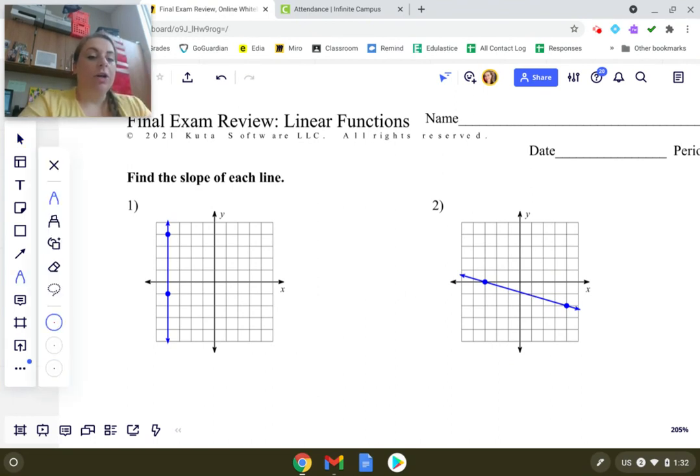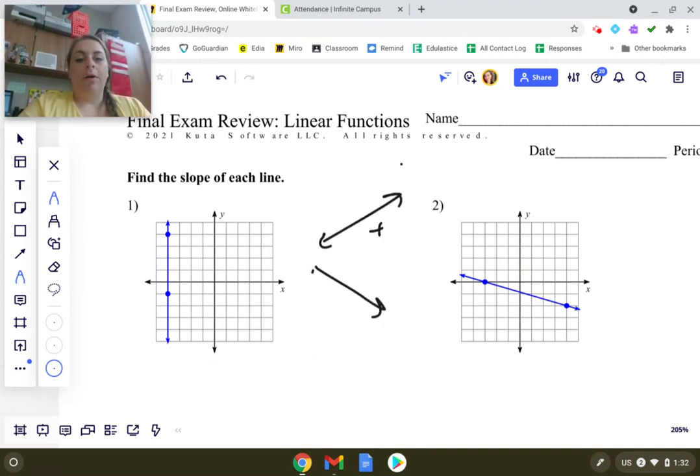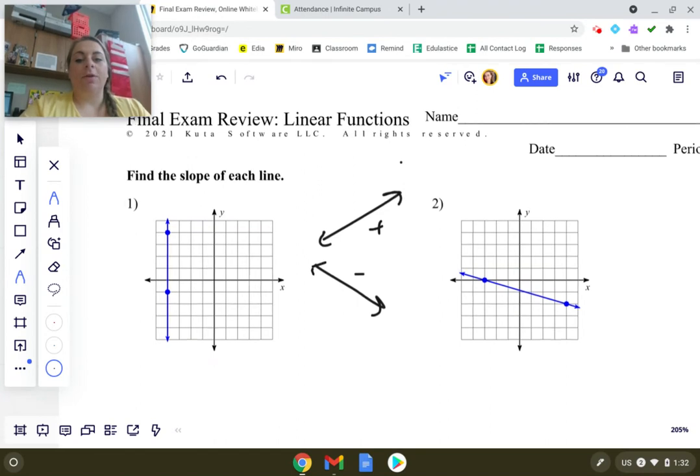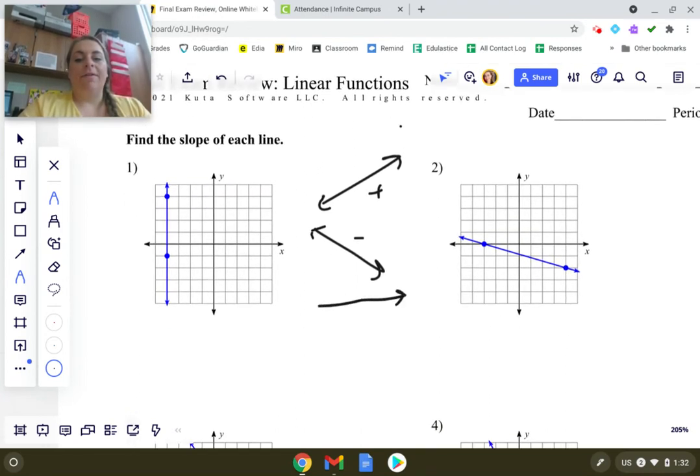Just as a refresher, there are 4 different types of slopes that we work with. We've got positive slopes that go up from left to right. We've got negative slopes that go down from left to right. We have zero slopes, and then we have undefined slopes.